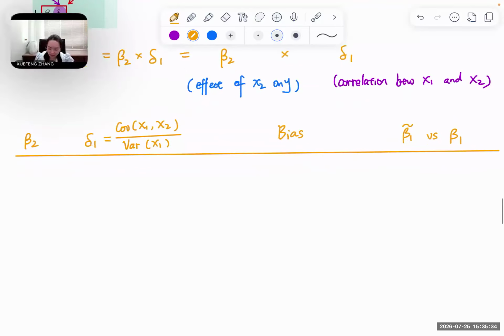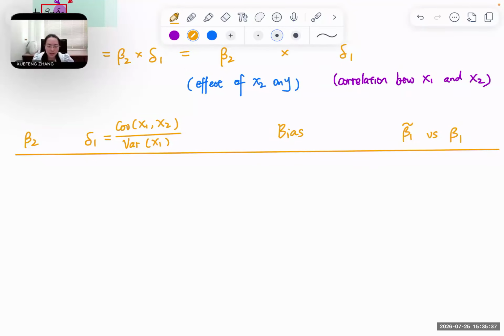Right? So let's see if both beta 2 and delta 1 are positive. So the bias will be positive, right? And beta 1 delta, of course, will be an overestimate. How about if beta 2 is positive, but delta 1 is negative? So the bias is negative. Okay, so here it will be an underestimate.